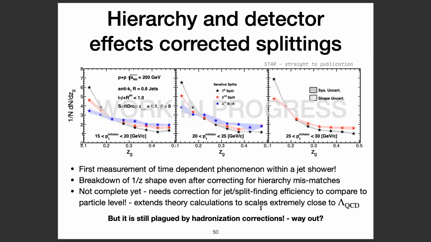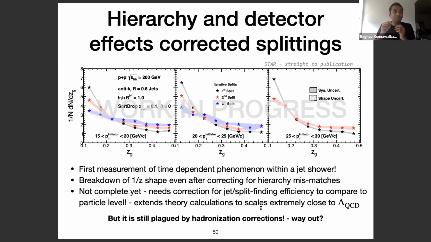That is exactly the question that I'm trying to answer in this measurement, right? These are splits at the corresponding initiator PT. So they are the same initiator, the prong that initiates the split has the same PT, right? So if we just take the middle one, like 20 to 25 GeV, where the split exists, whether it sits in the first splitting or the second splitting or the third, the ZG looks different, right?